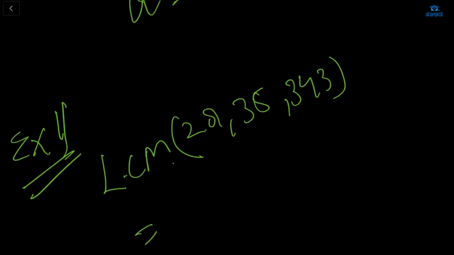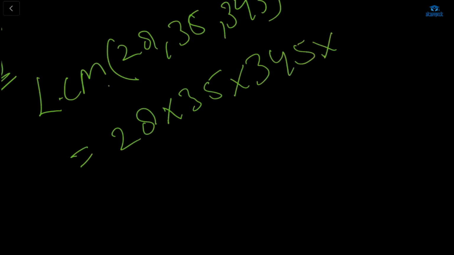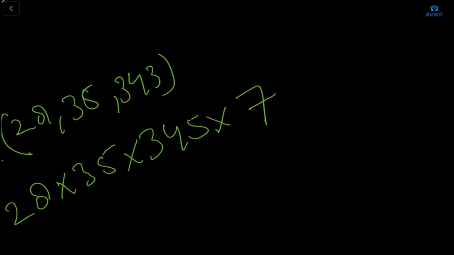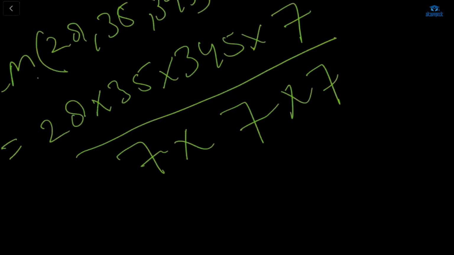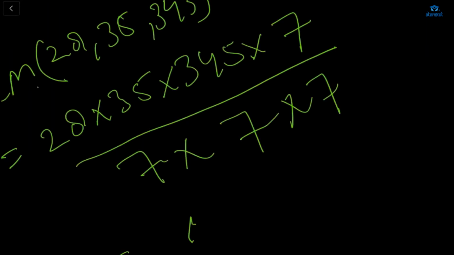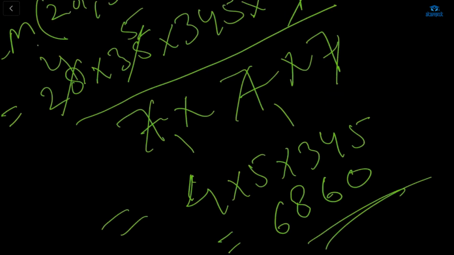According to the formula, it will be the multiplication of all the three numbers and the HCF of all the three numbers, that is 7, which is given to you. Now the LCM of 28 and 35, the LCM of 35 and 343, and the LCM of 343 and 28. The HCF of all the pairs is 7, so 7 into 7 into 7. You can solve this and find the exact answer. Any doubt till here?